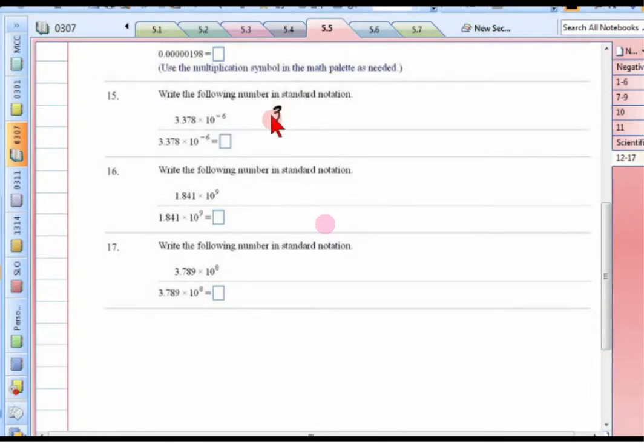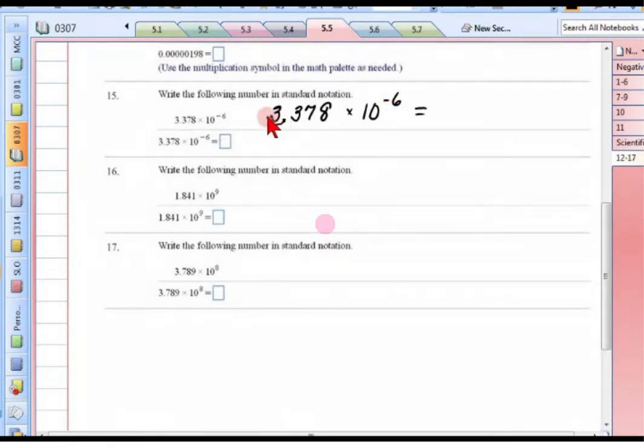I start with 3.378 times 10 to the negative 6. That's how I start. How many places will I have to move the decimal point to get it back to standard? 6. Now, why did you say left? You're correct, but why left? Because it's negative, it says this is supposed to be a tiny little decimal number, and I would need to move its decimal point 6 places left because I'm trying to make it a tiny decimal.